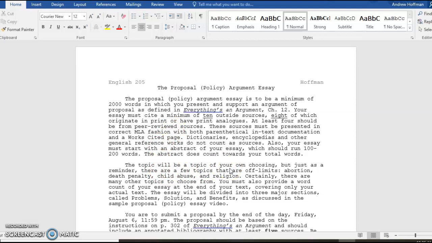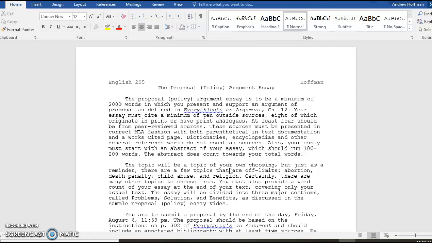And again, as always, there are a few topics that are off limits: abortion, death penalty, child abuse, and religion. Certainly, there are many other topics to choose from. You must provide a word count of your essay at the end of the text, covering only the actual text. Again, don't count any tables or charts or diagrams that you may have.